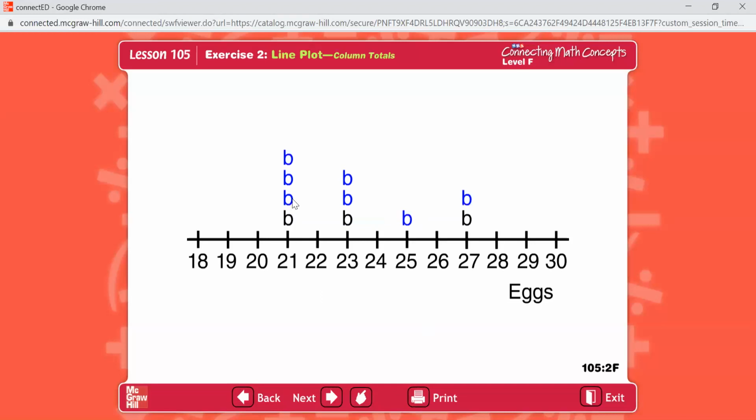21 plus 21 plus 21 plus 21 equals 84. 23 plus 23 plus 23 equals 69. 25 is by itself. And 27 plus 27 equals 54.